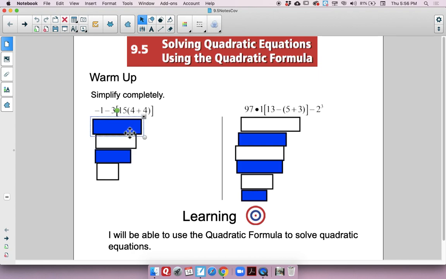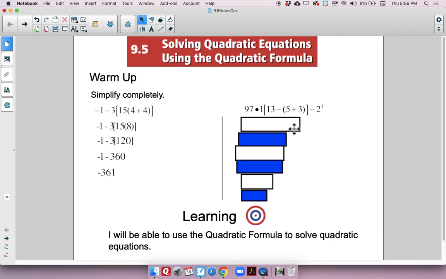Okay, so I'm back and hopefully you did the 4 plus 4 and then you multiplied the 15 times the 8 and then multiplication before subtraction, so negative 3 times 120 and then got negative 361.